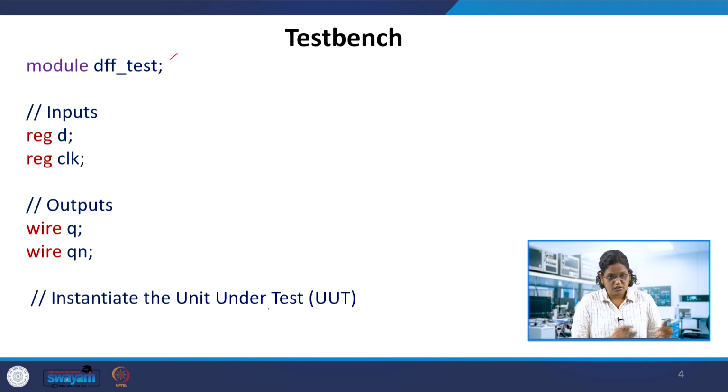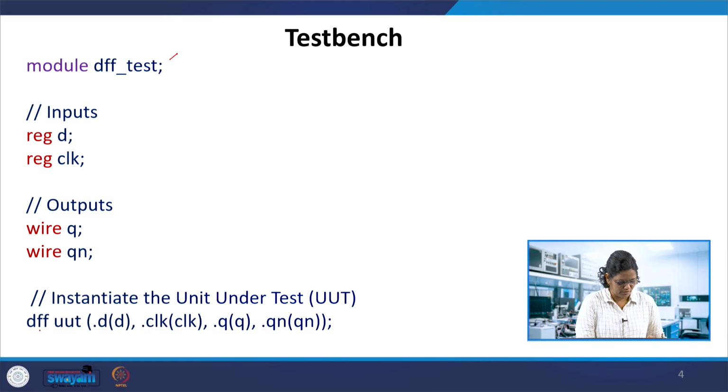So next, instantiate that D flip-flop module inside the test bench, which is going to be the D flip-flop name, and uut. The .D is the port name of the flip-flop D, and D within the bracket is a local name, and .clock, the clock again within the bracket is the local signal. .Q is the Q referring to the module, and this Q within the bracket is referring to the wire which is declared here, and Qn similarly, and this Qn within the bracket is a local signal. So end the instantiation with the bracket and the semicolon.